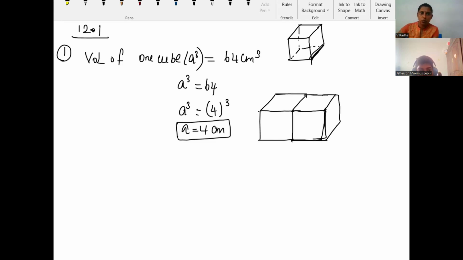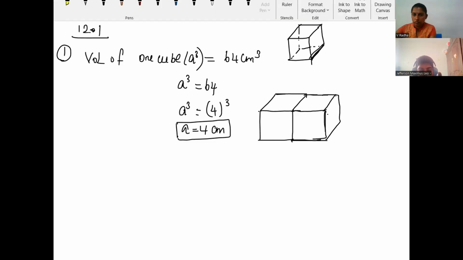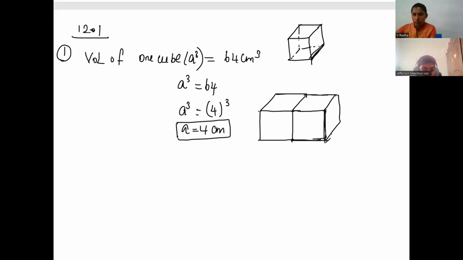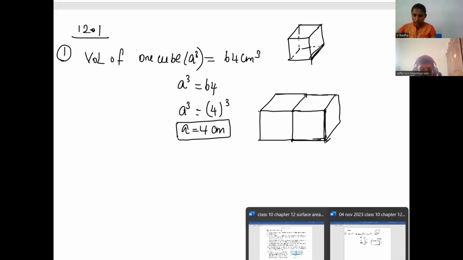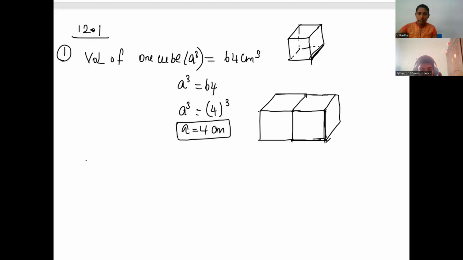Let me see the book again. Surface area of the resulting cuboid. Now this is a cuboid in shape. For a cuboid, surface area means total surface area.